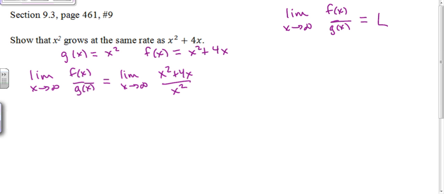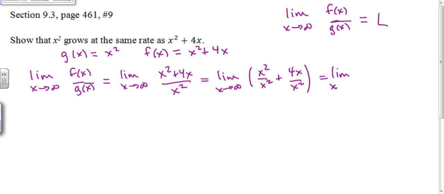Now there's a lot of algebra that I can do here before I have to substitute in my limit. So I'm going to have the limit as x goes to infinity. I'm going to start by breaking this up. So I'm going to have x squared over x squared plus 4x over x squared. And now I can do some canceling. So I'm going to have the limit as x goes to infinity of 1 plus 4 over x.